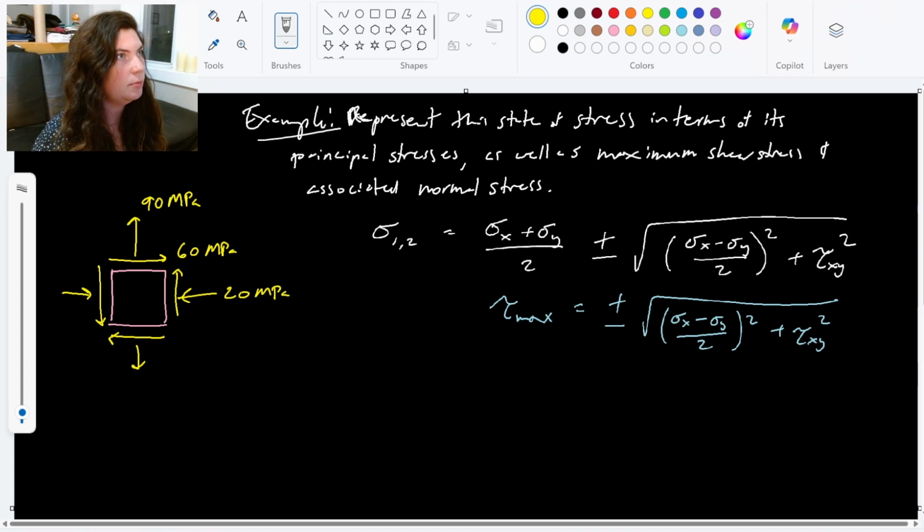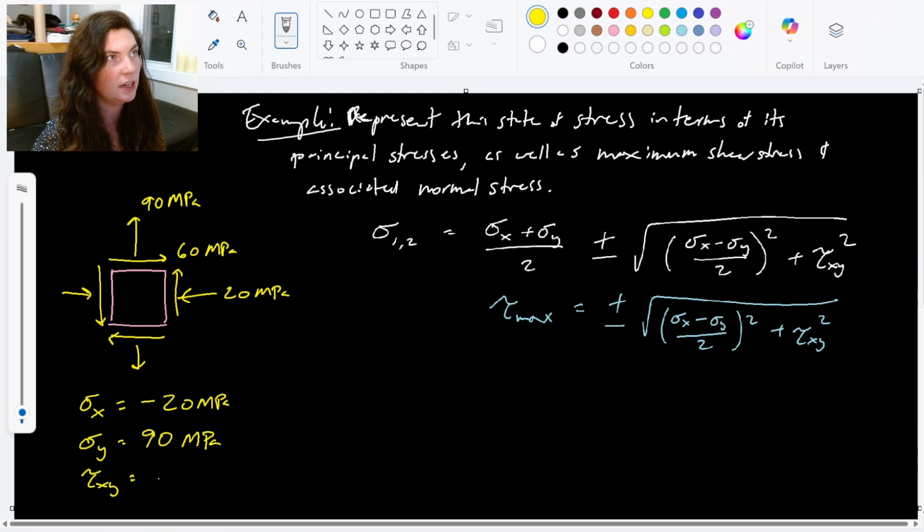So in our little element here, in our x direction, sigma x is going to be negative 20 megapascals, right? Because it's pushing inwards in the negative x direction. Sigma y is in the positive y direction, so that'll be a positive 90 megapascals. And then my shear stress is in the positive direction this time. It's pointing up on this x side here. So that is 60 megapascals.